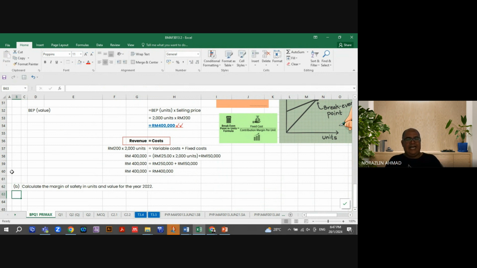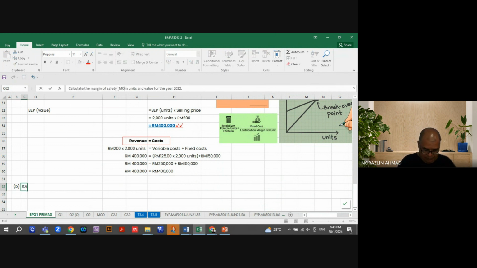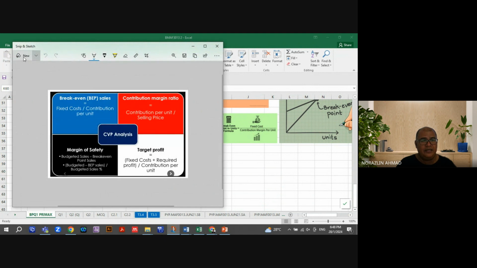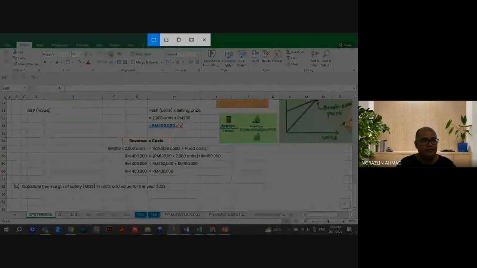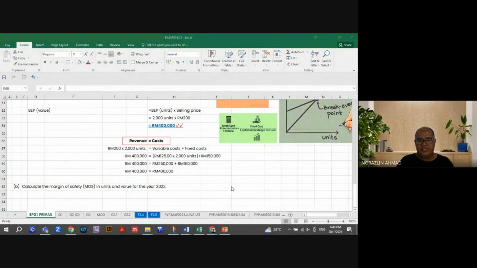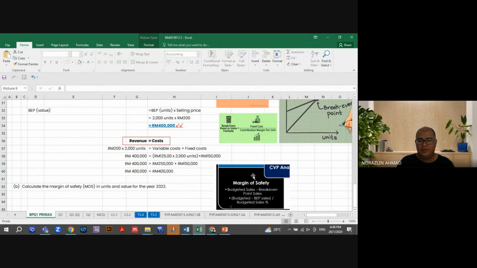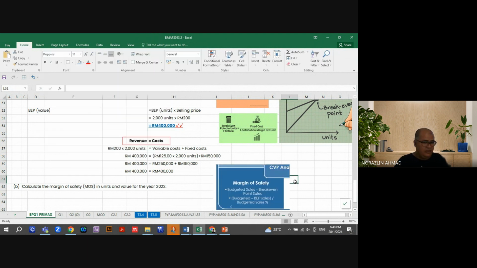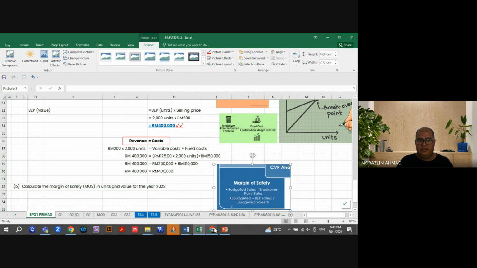B, calculate the margin of safety, MOS, in unit and in value. Again, you have the formula here that you can use. You need to remember all these formulas. In the exam, we will not give you the formula.